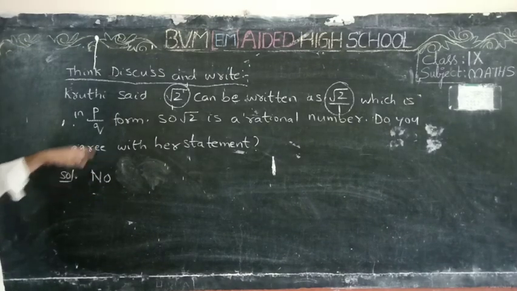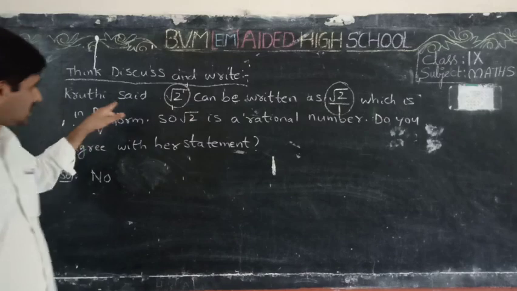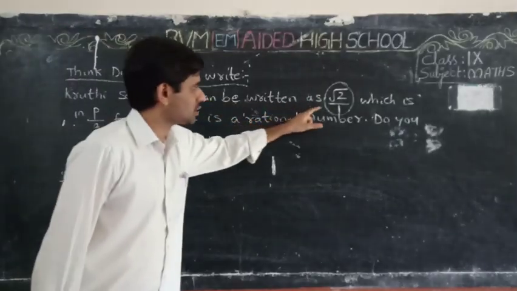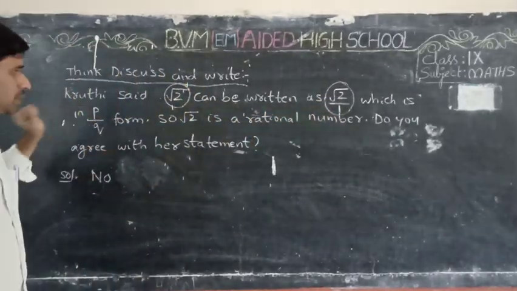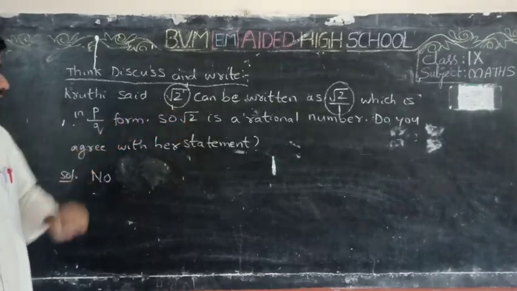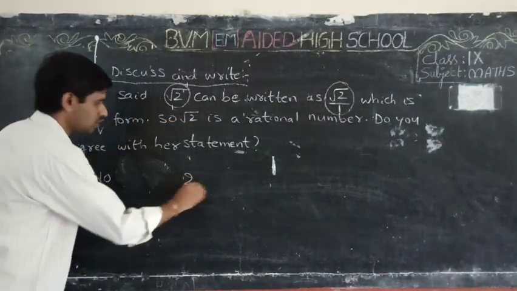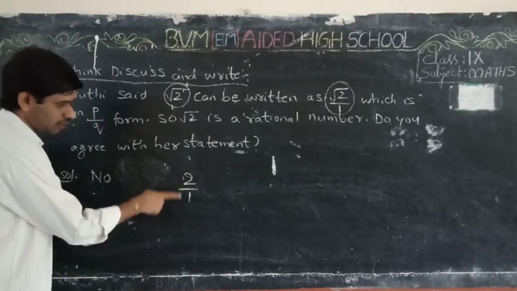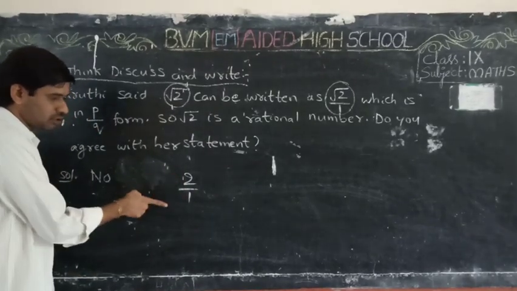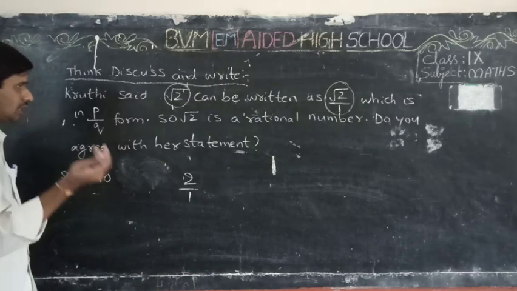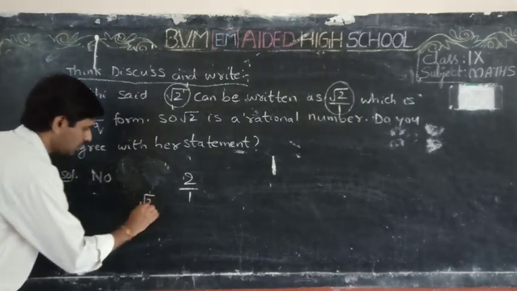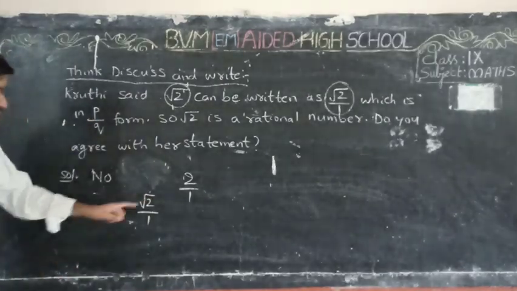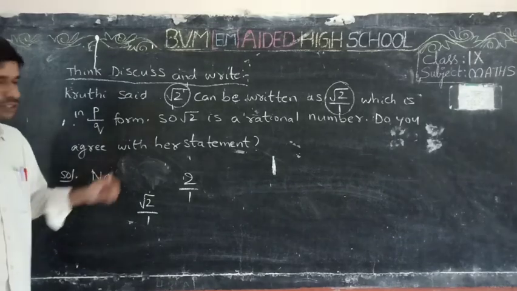Why? Because she said that root 2 can be written as root 2 by 1, which is p by q form, so root 2 is rational. If we write 2 by 1, it can be written in p by q form, so 2 is a rational number. Like that, she said root 2 can be written as root 2 by 1, so root 2 is also a rational number.